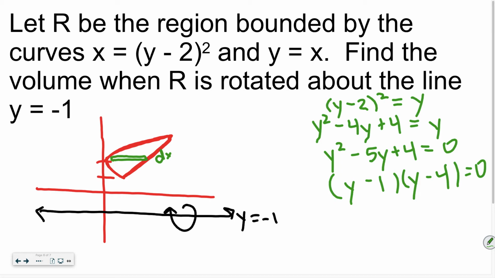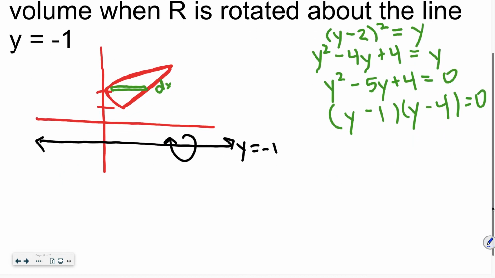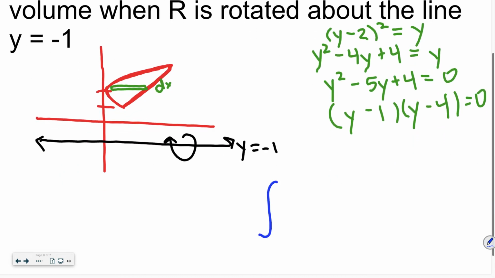Okay, so we know that our limits of integration need to go from 1 to 4. Since this is a parallel rectangle to y equals -1, we are talking about the shell method. So 2 pi, radius, height, thickness.